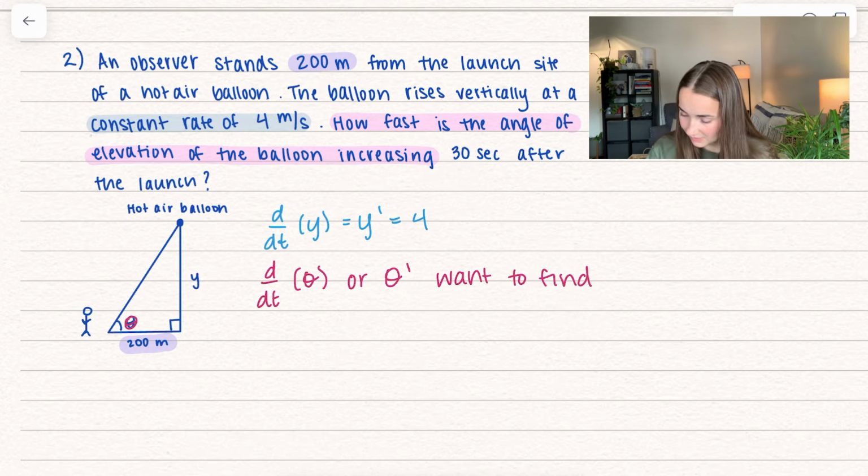We have one more piece of information right here, and we're working with the fact that this is going to be 30 seconds after the launch. And so I'm going to have that my time is equal to 30 seconds, right?